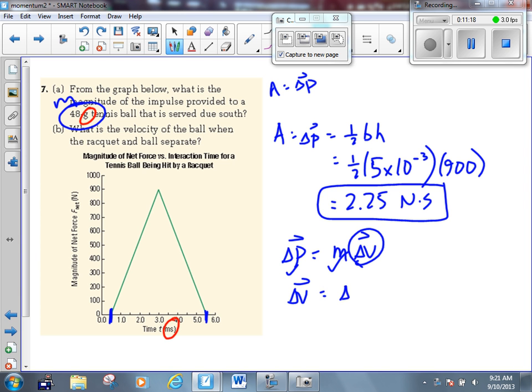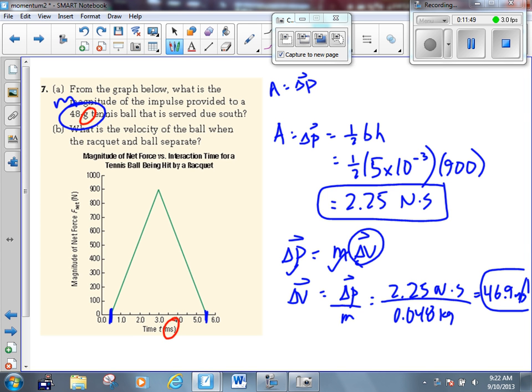And we're just solving technically for VF, but it ends up being the same thing as delta V. Delta V ends up being delta P over m. It's 2.25 Newton seconds over a mass of, I can say 0.048 kilograms, or you can simply say 48 times 10 to the minus 3 kilograms. Either one of those works just fine. Let's figure what that is. Do the math, it's 46.9 meters per second.